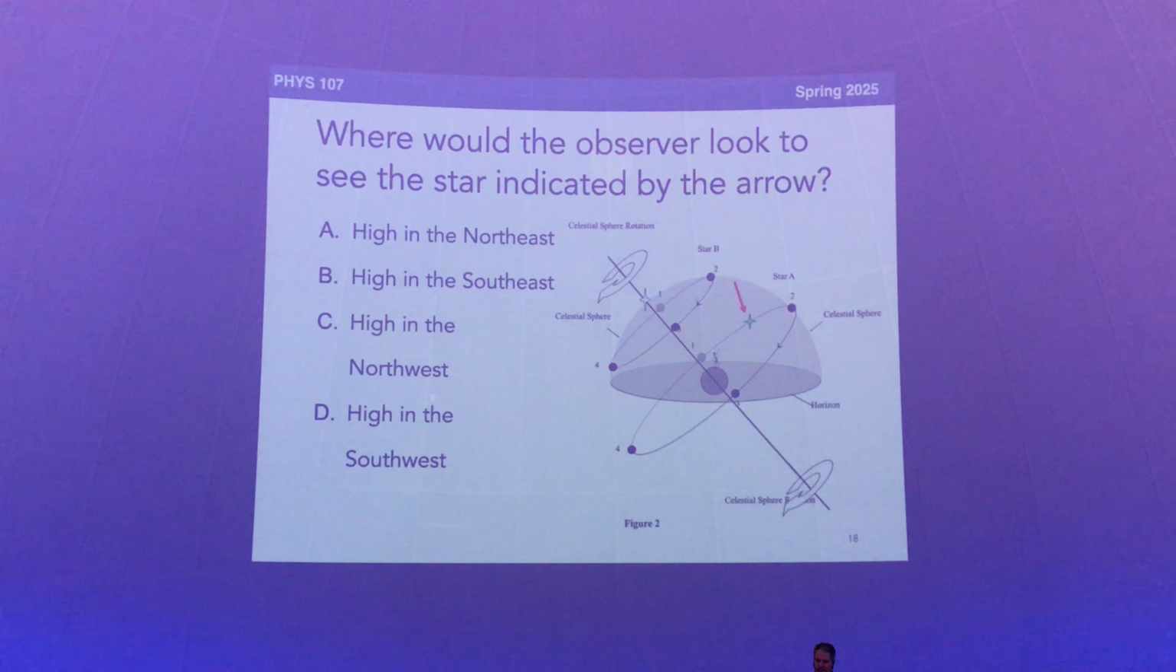Okay, so where would the observer now have to look to see the star indicated by the arrow? High in the south, northeast, southeast, high in the northwest, or high in the southwest. One, two, okay, time to talk to your neighbor again. So turn to your neighbor, even if the two of you agree, and discuss why your answer's right.